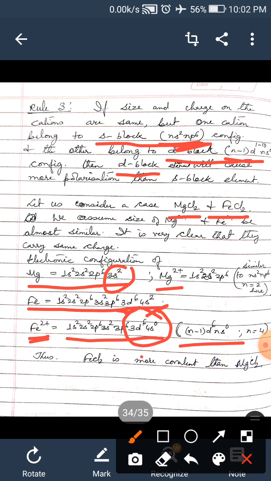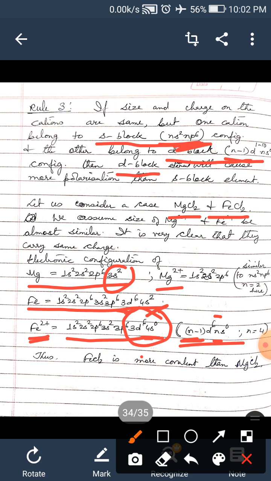Now the third shell is the second last shell, that's why you have labeled it as n-1, and the fourth shell is the last shell, so it is ns0. Now how many electrons in the d orbital here? We have 6, so it is (n-1)d6 ns0.